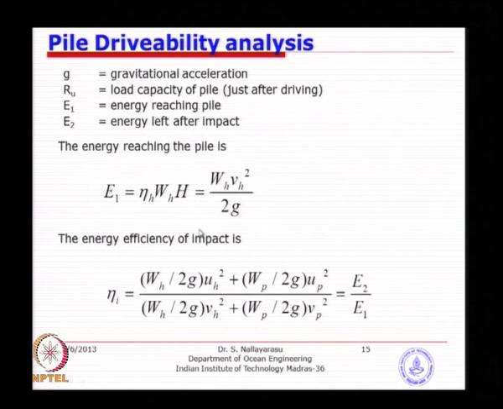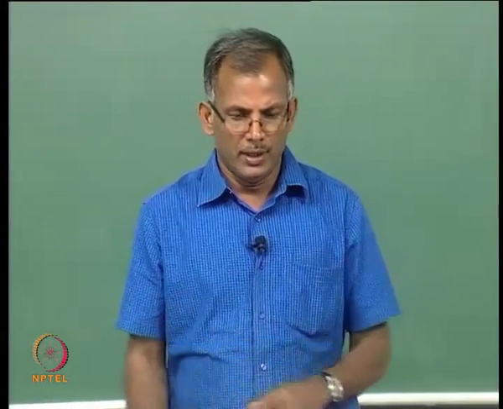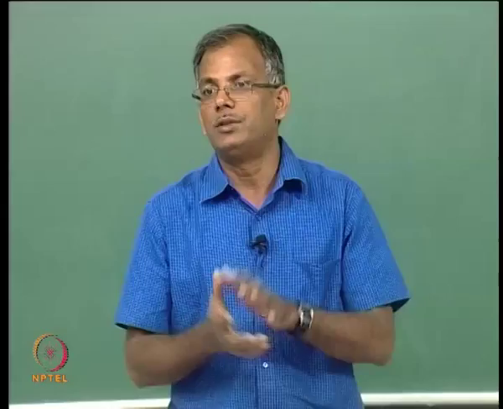The energy reaching the pile is basically the original energy multiplied by the efficiency factor, as you know very well. And energy can be calculated as equivalent to kinetic energy, half mv square. W by g will give you the mass of the dropping part. It is not the whole hammer.